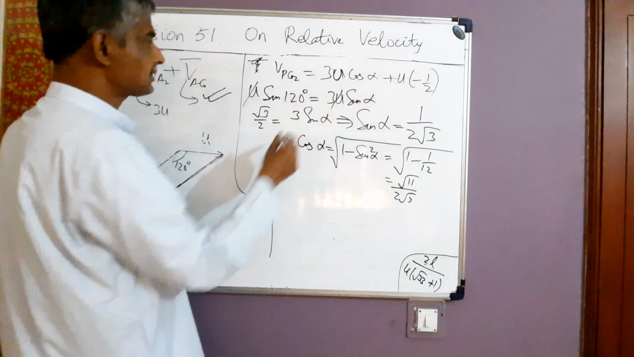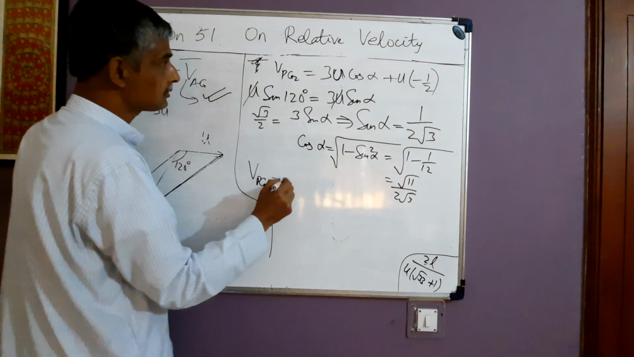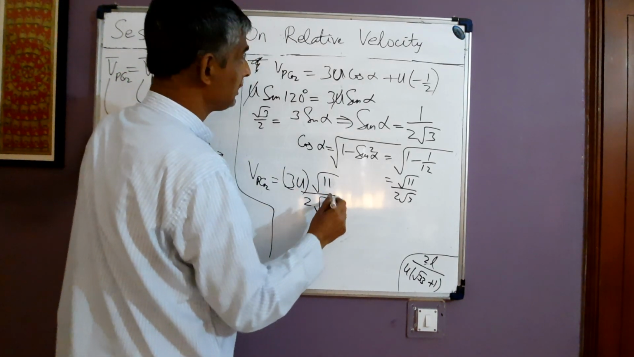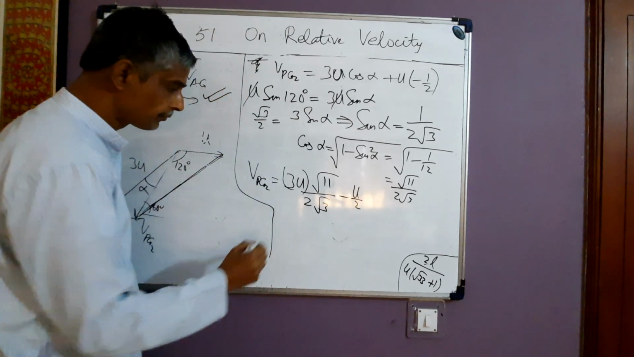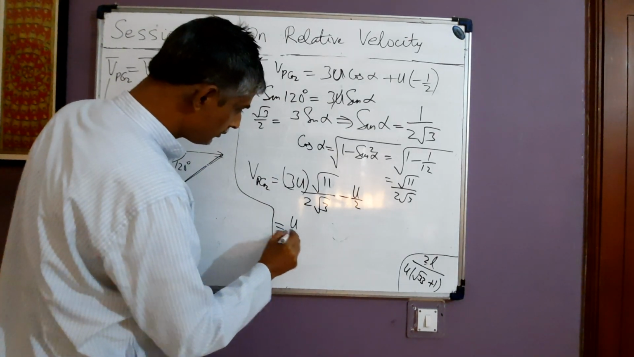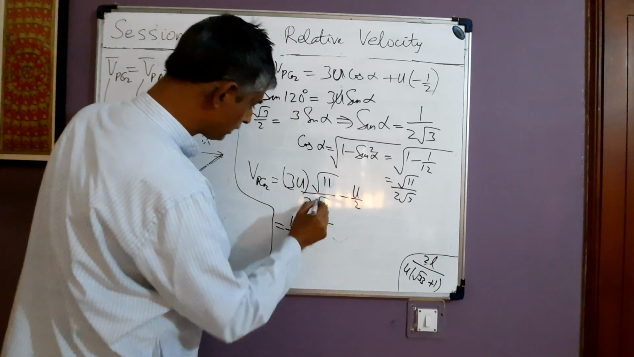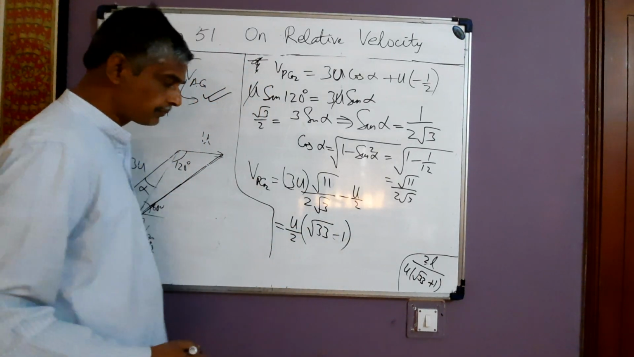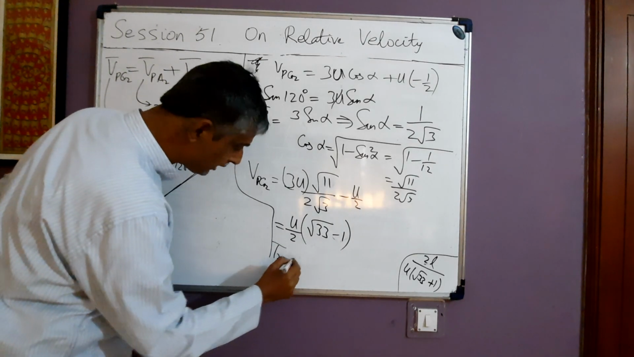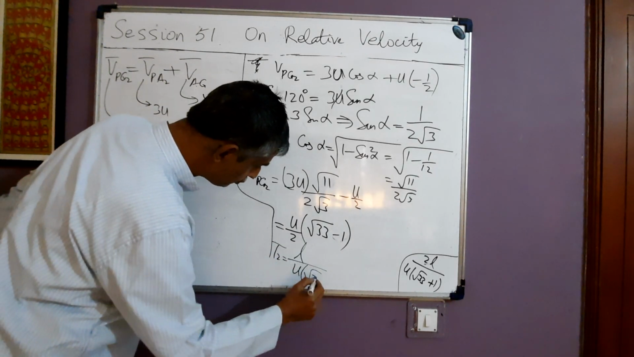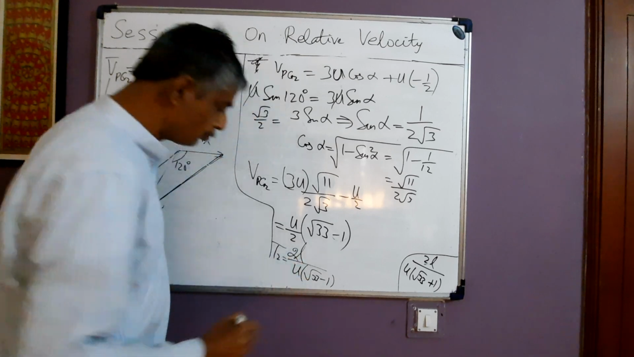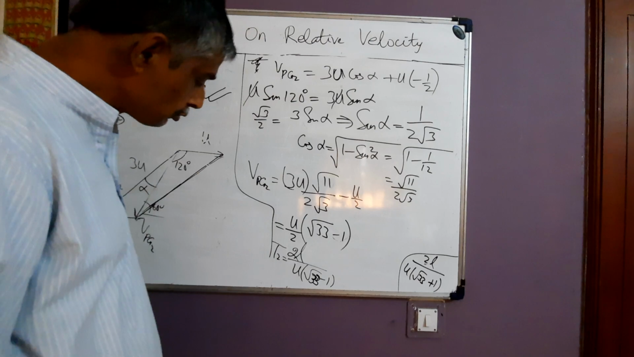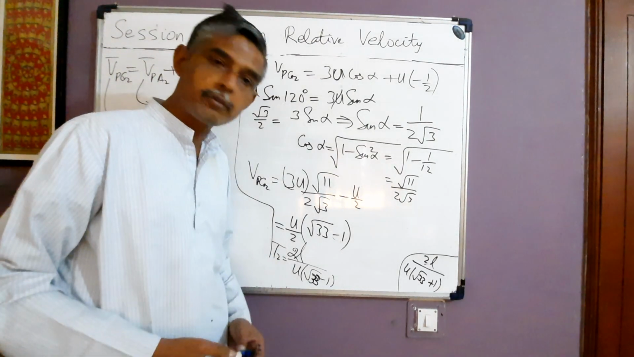I substitute cos alpha in this. So VPG2 becomes 3u root 11 by 2 root 3 minus u by 2. This becomes u by 2 times (root 33 minus 1). This is the VPG2. Okay. So the time for the reverse journey is L by VPG2, which is L by u (root 33 minus 1) into 2. This becomes T2. T2 is 2L by u (root 33 minus 1). This is the value of T2 for the reverse journey. Okay.